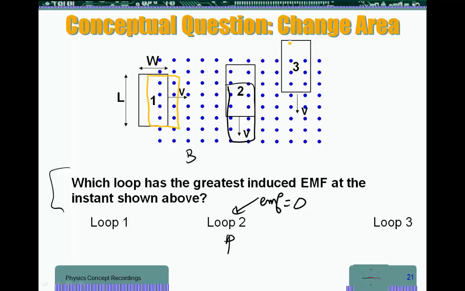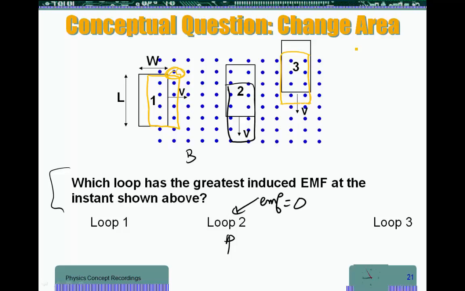Now, if I'm going to move loop 3 at the same velocity, I'm going to need to duplicate this distance, but towards the bottom here. So that would be the distance. Now, the original flux in loop 3 is due to 1, 2, 3, 4, 5, 6 field lines. The new flux is 8.